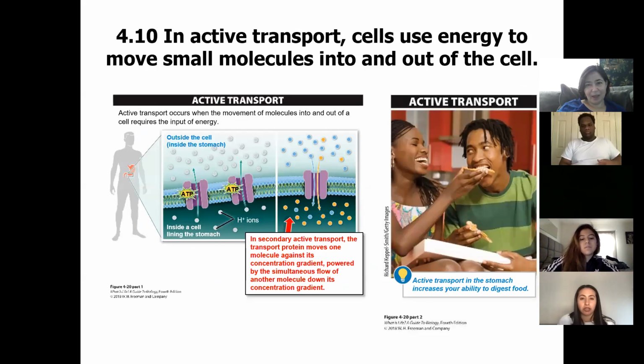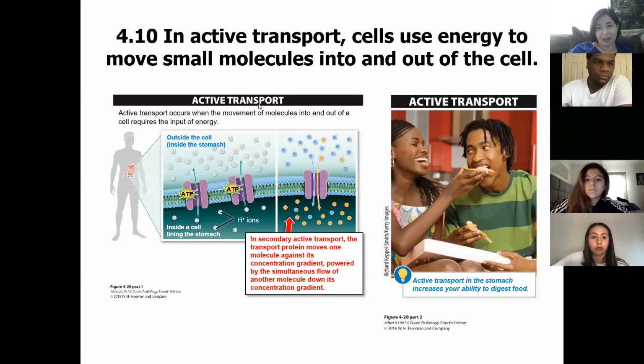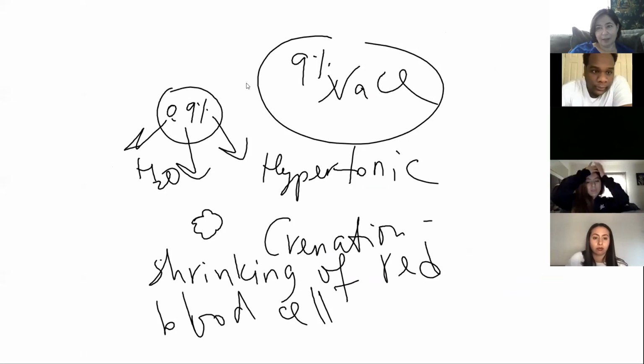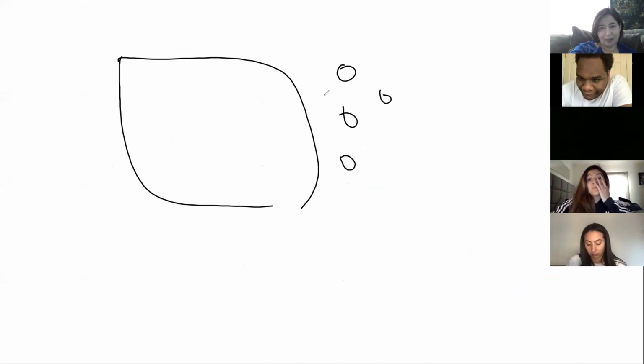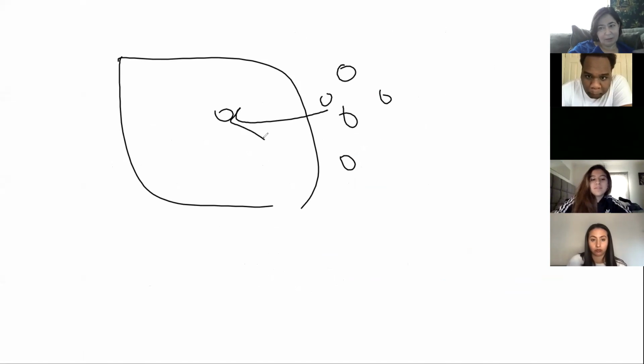And the last thing is active transport. In active transport, cells have to use energy. Why do cells have to use energy? Energy has to be used when molecules have to be moved against the concentration gradient. Diffusion, remember, is easy. Facilitated diffusion is easy. You have a lot and you have a little, so with diffusion, passive transport, molecules will move in.